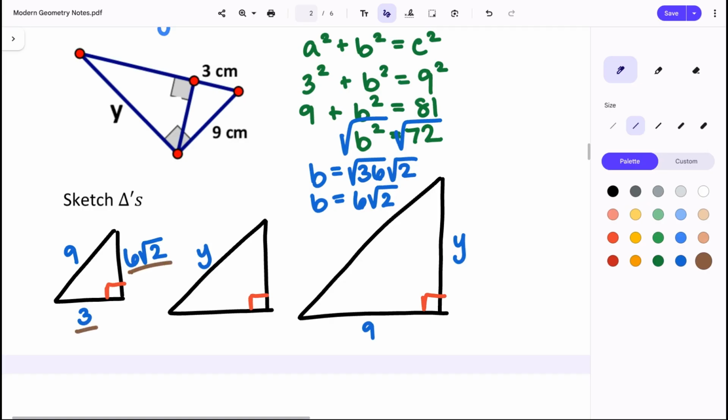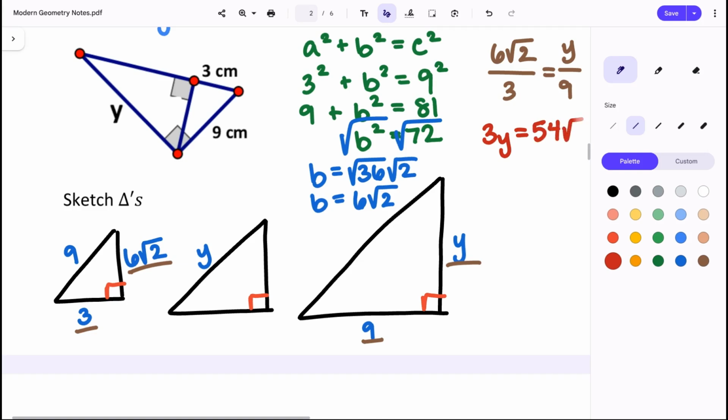Okay, I'm just going to underline those things that you're saying go together. So the 6 square root of 2 and the 3. Let's go ahead and just set that 6 square root of 2 over 3. What would that equal on the big triangle? Good, y over 9. So now if we cross multiply, we get 3y. Remember, you can take the 6 times the 9 because those are outside of the square root sign. So that's 54 square root of 2.